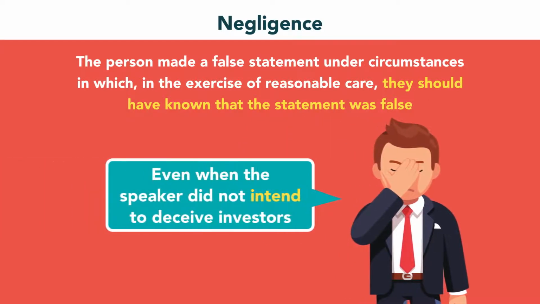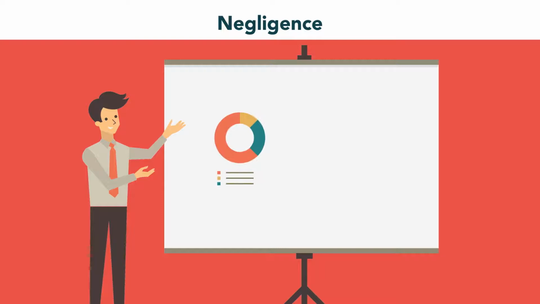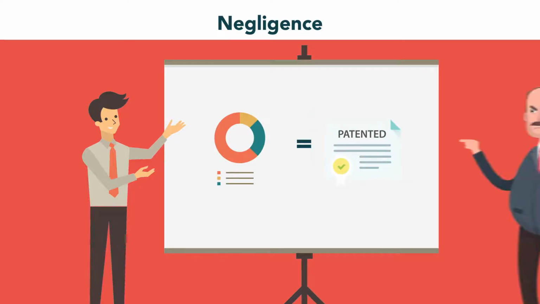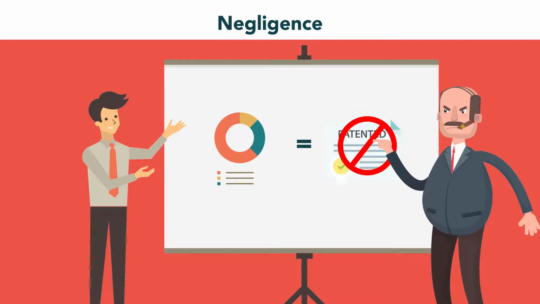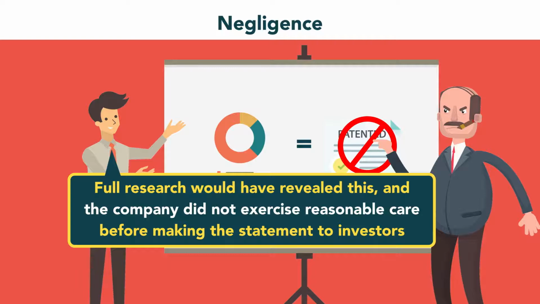Negligence can come into play even when the speaker did not intend to deceive investors. An example of a negligent misrepresentation would be a company that claims, based on research, that it will be able to obtain a patent on some proprietary technology when in fact there are prior claims by other companies to the same technology. Full research would have revealed this, and the company did not exercise reasonable care before making the statement to investors.